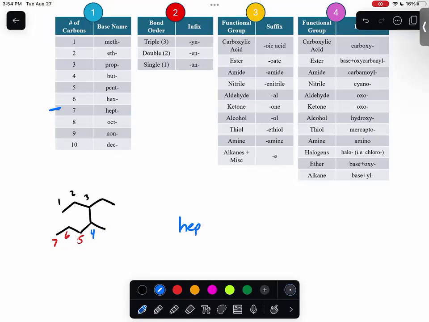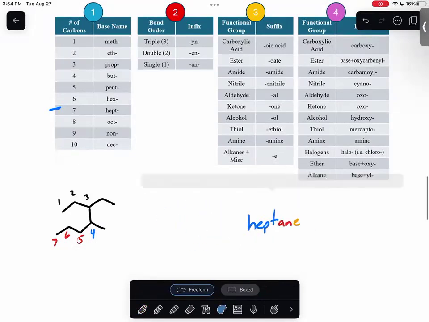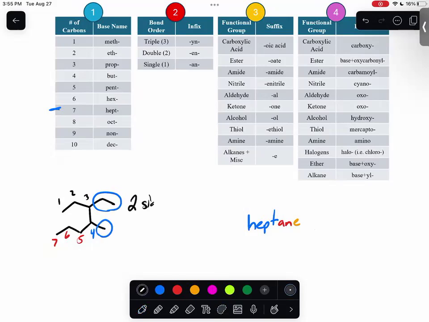So we've got hept, and we see that there are no alkenes or alkynes, no double or triple bonds. So it has that infix of an. And then there are only alkanes, which means that it ends with e. But now, if we take a look at our prefixes, we notice that there are 2 different side chains, right? We have this side chain and this side chain. Two side chains means that we will have two prefixes. All right. So these prefixes are determined separately.